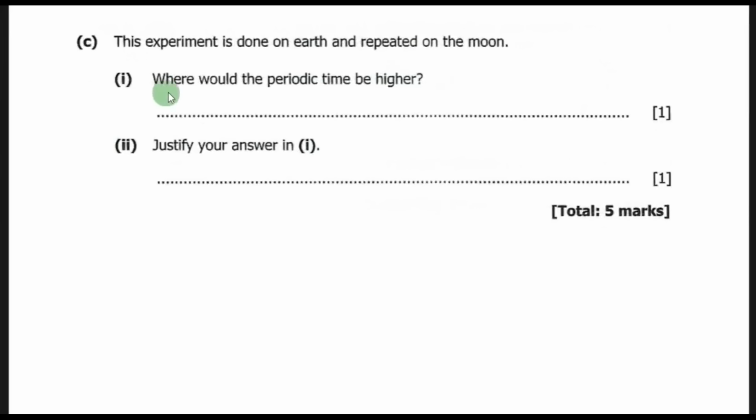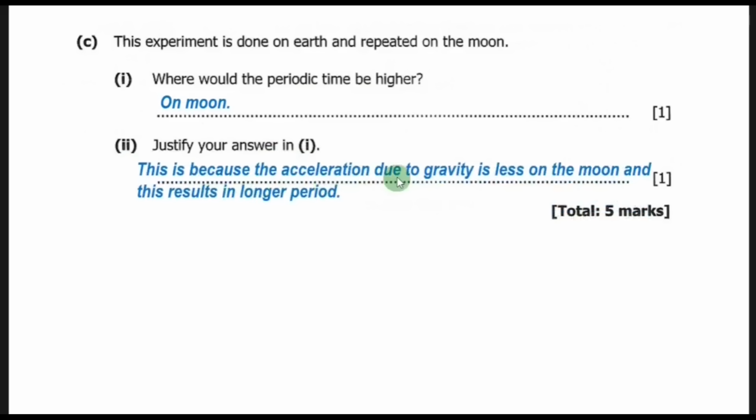C says this experiment is done on Earth and repeated on the moon. One, where would the periodic time be higher? If it is done on the moon and on Earth, where will the periodic time be higher? Periodic time will be higher on the moon. Justify your answer in one. This is because the acceleration due to gravity is less on the moon, and this results in a longer period.